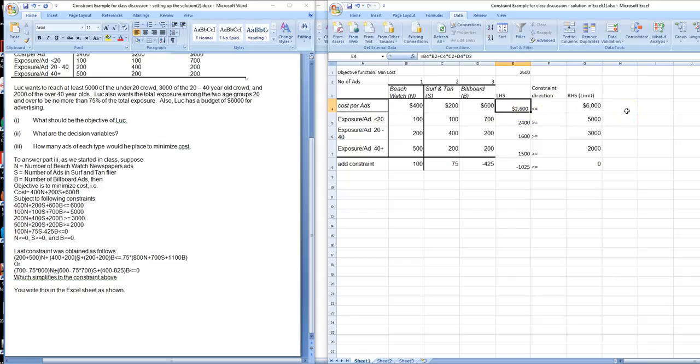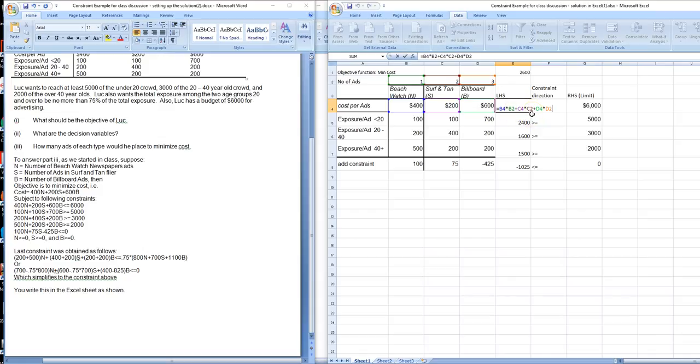You can obtain this two ways. One is you say 400 multiplied by 1 plus 200 multiplied by 2 plus 600 multiplied by 3, and that's the formula you would see if you press F2. So that is the formula you enter.